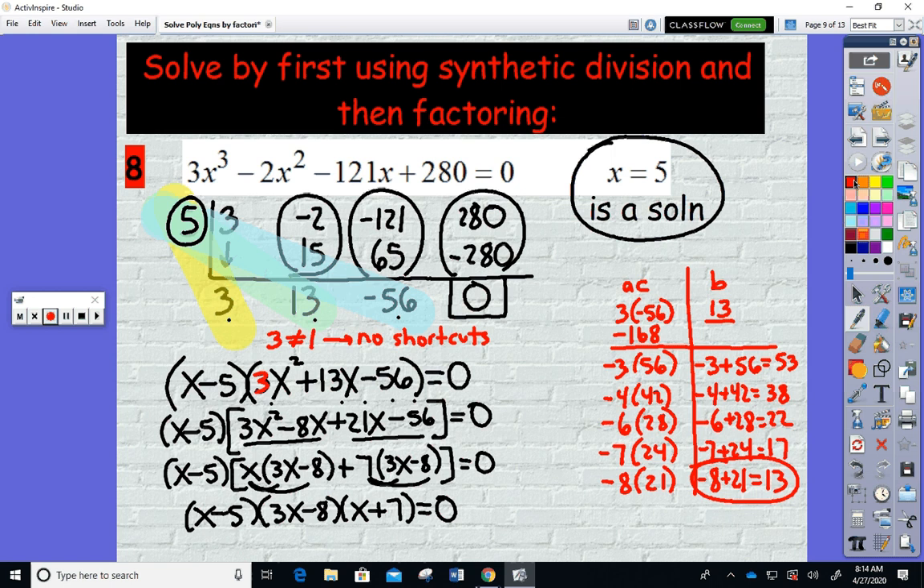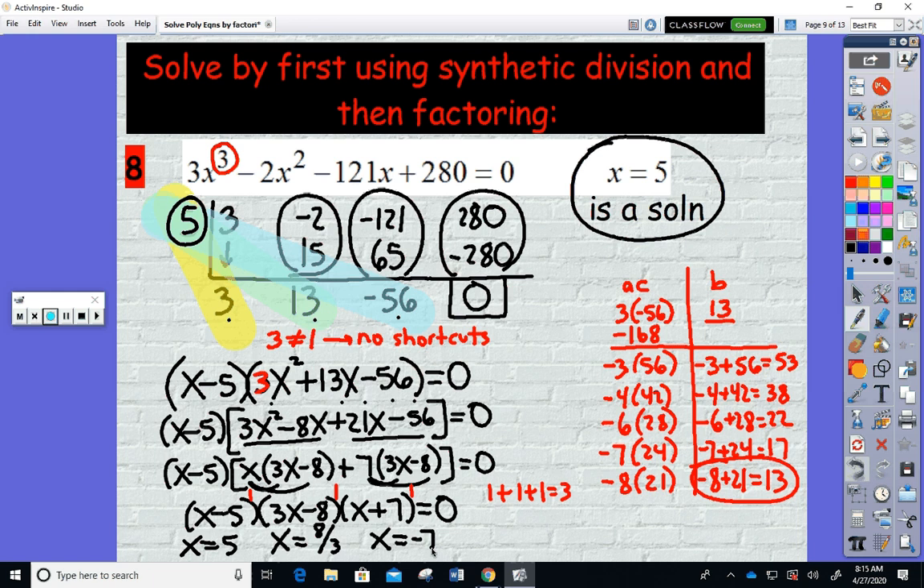Let me remind you, we knew there were going to be 3 answers. We now have x minus 5 to the first, 3x minus 8 to the first, x plus 7 to the first. 1 plus 1 plus 1 equals 3. So whether I'm in factored form or standard form, I can say that the degree is 3. So I need 3 answers. If x minus 5 is a factor, 5 is the answer. If 3x minus 8 is a factor, do you see that x equals 8 over 3? And if x plus 7 is a factor, x equals negative 7 is your answer.